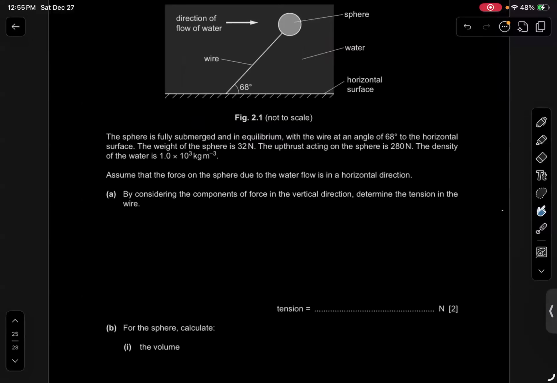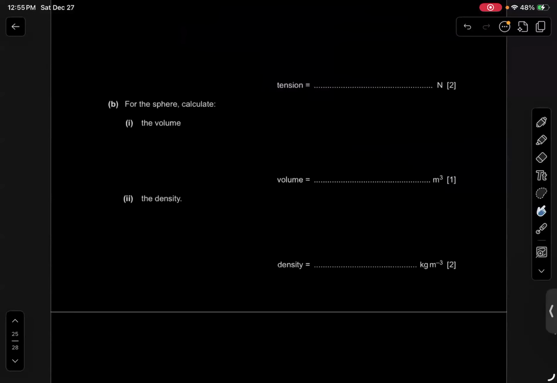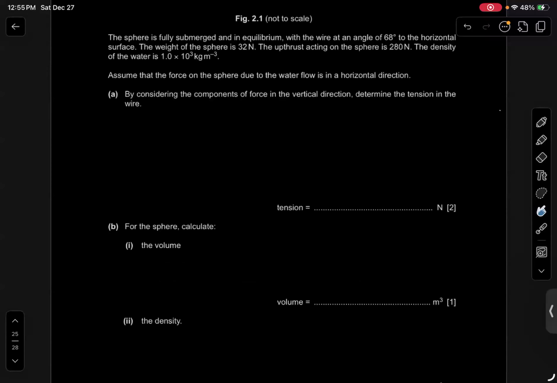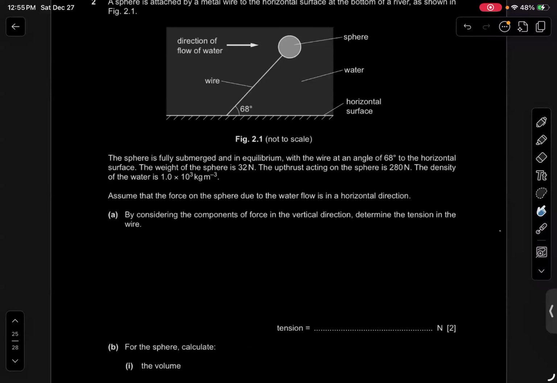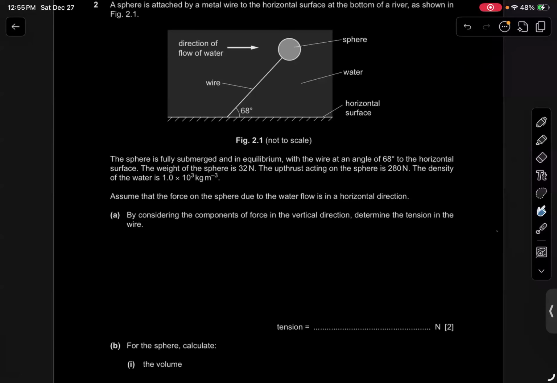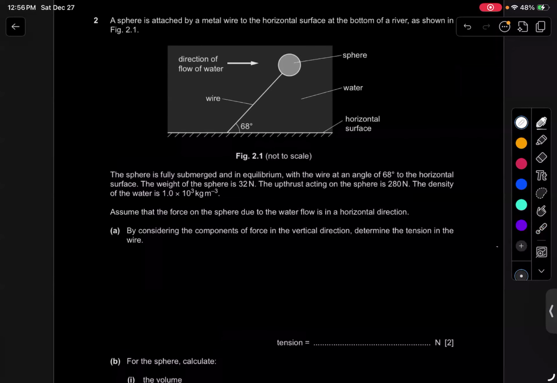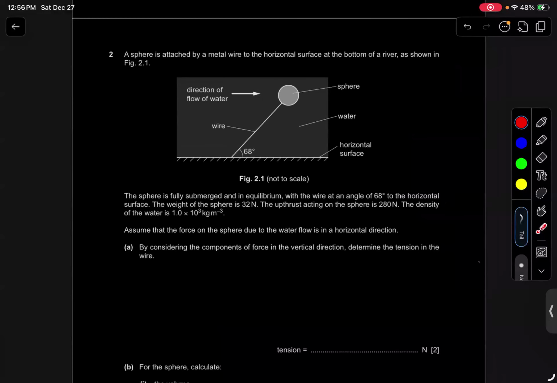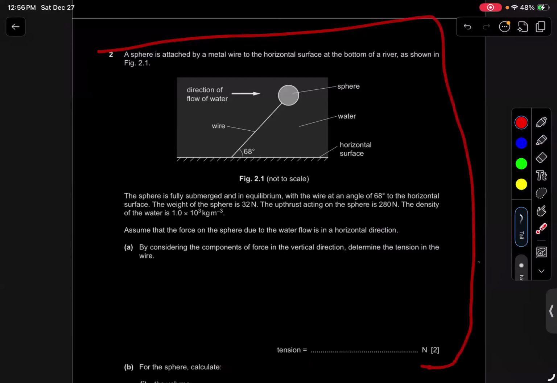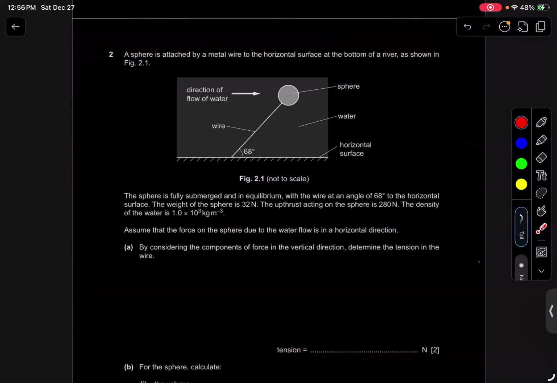Okay, now this is a really good question. This is one of my favorite questions because this is going to ask you to smartly use vectors to figure out what they're asking for. Okay, just for the first part, for the 2 marks. Read the question carefully and try to figure out what they're saying and what to do.